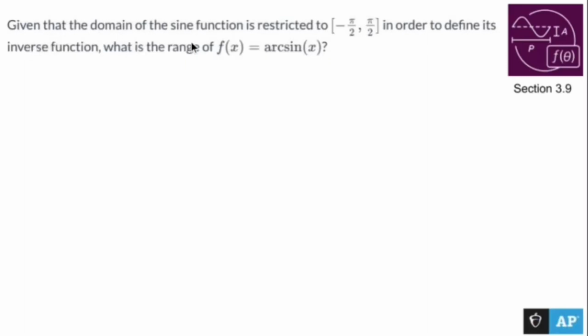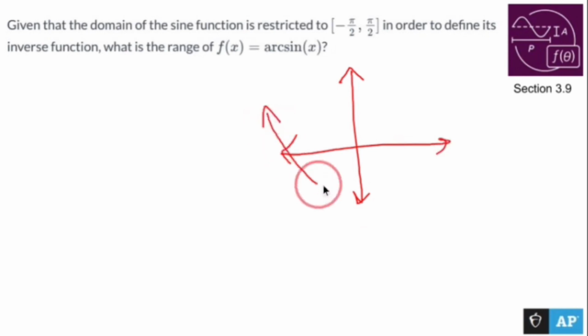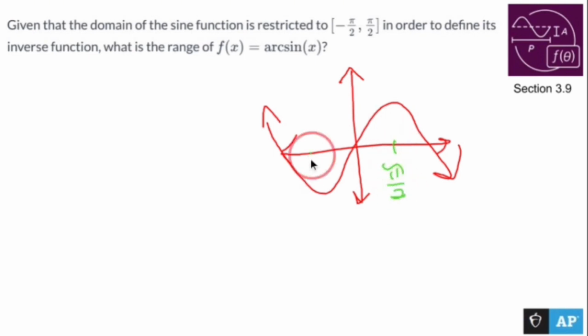Given that the domain of the sine function is restricted to negative pi over 2 and pi over 2 in order to define its inverse function, basically it's just reminding you that sine looks like this. And it's telling you in order for the inverse to exist, we have to cut it off at pi over 2 and negative pi over 2.